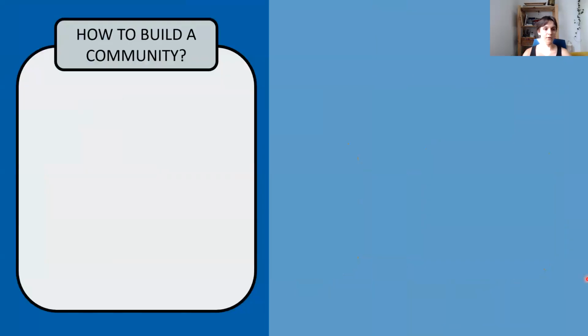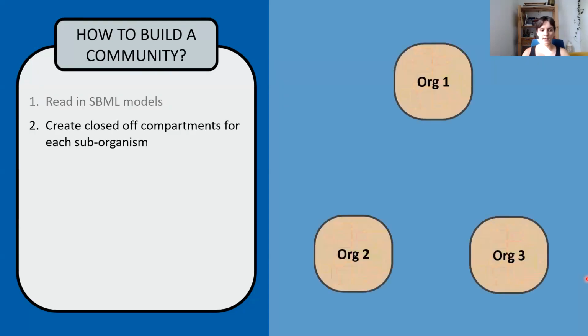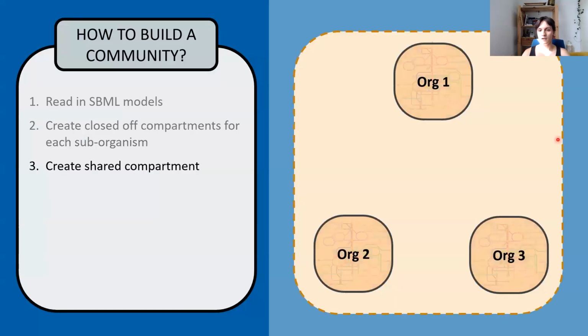All right, so how do we build such a community? The first step is to read in the SBML models and to create the closed-off compartments for each member in the community. In our case, we have 3 members and therefore 3 closed-off compartments. Now we create a shared compartment that encompasses all of these sub-organisms.